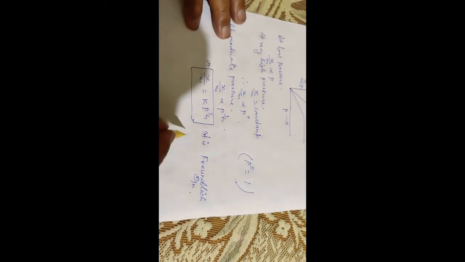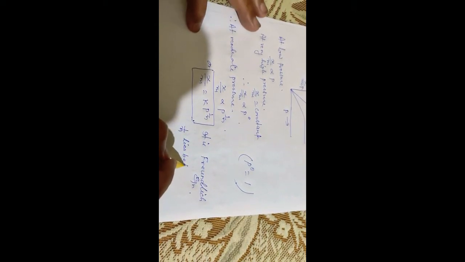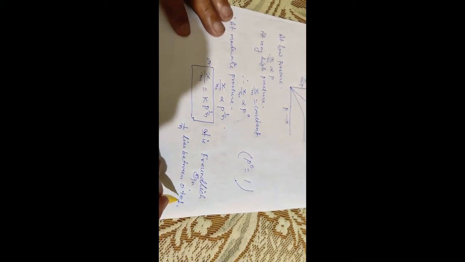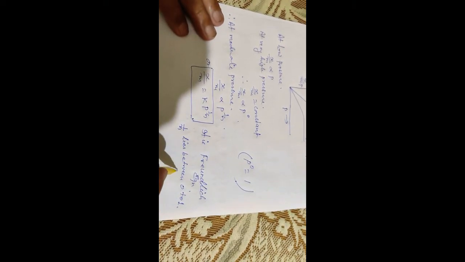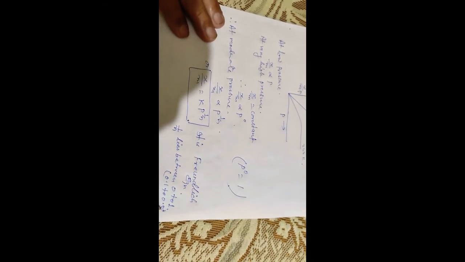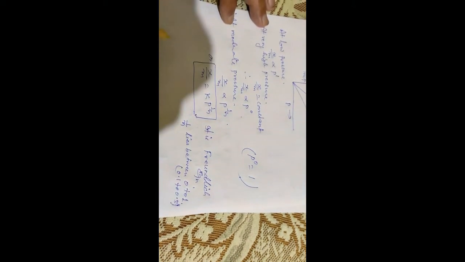This is the Freundlich equation. 1 by n lies between 0 and 1. In most cases, 1 by n is between 0.1 to 0.5. So, two extremes you have seen. One extreme is x by m proportional to p power 1, and the other is x by m proportional to p power 0. So, the power of p will be in between 1 and 0.